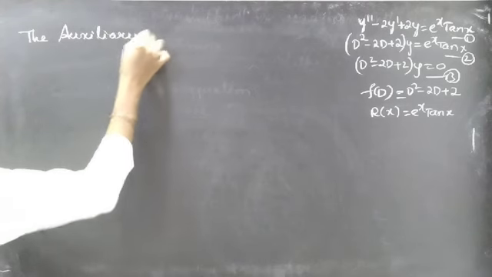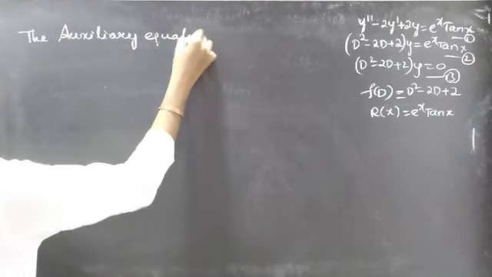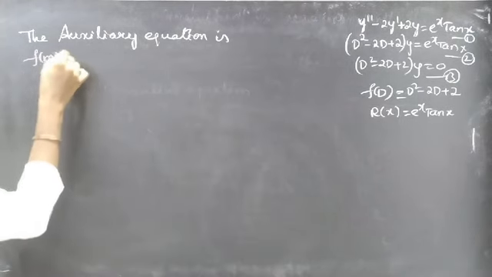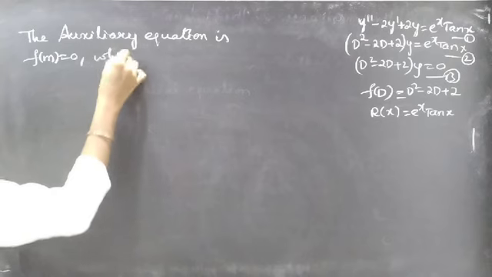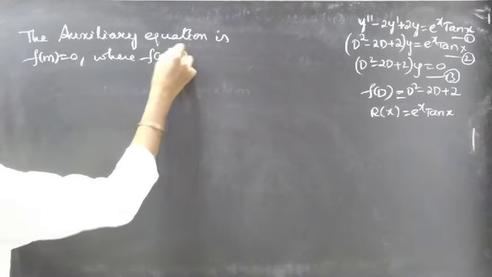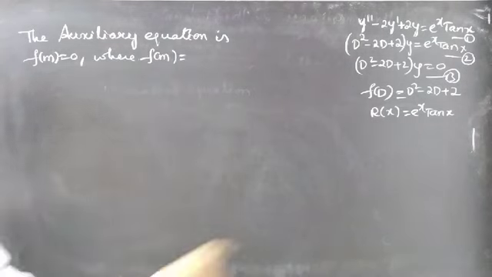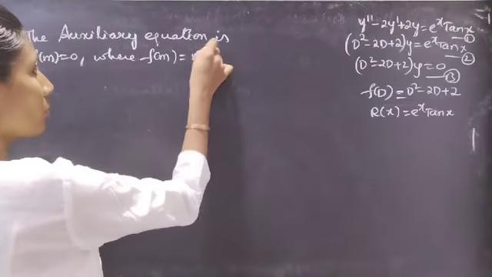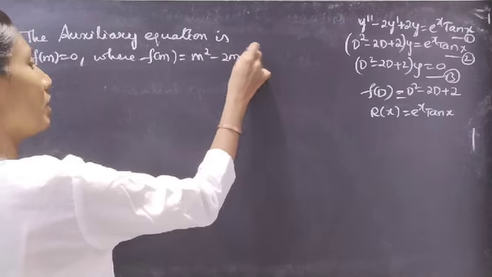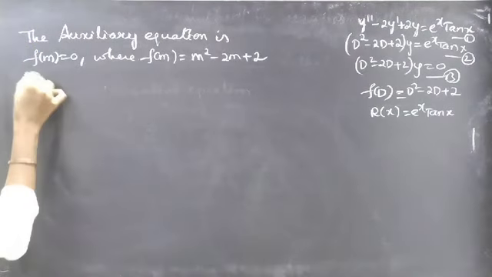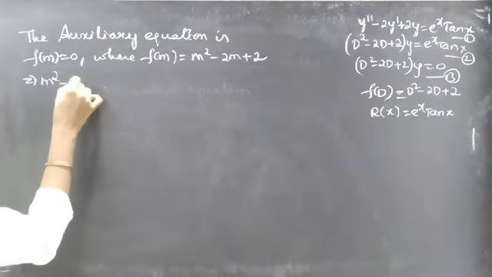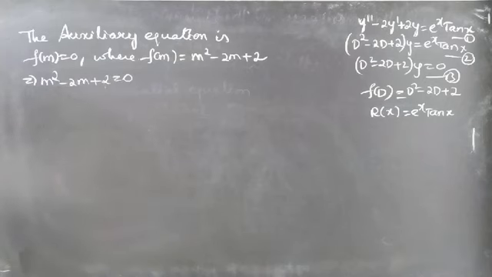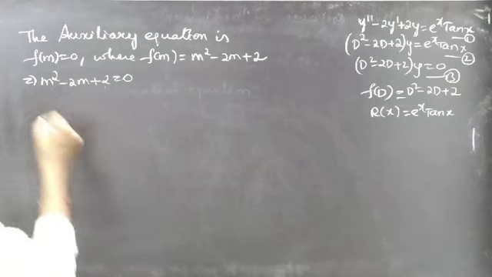The auxiliary equation is f of m equal to 0, where f of D is D square minus 2D plus 2. Let's replace the differential operator by m, so that we get f of m equal to m square minus 2m plus 2. Now the auxiliary equation becomes m square minus 2m plus 2 equal to 0. Here we need to find the roots of this equation, so we'll use the quadratic formula.